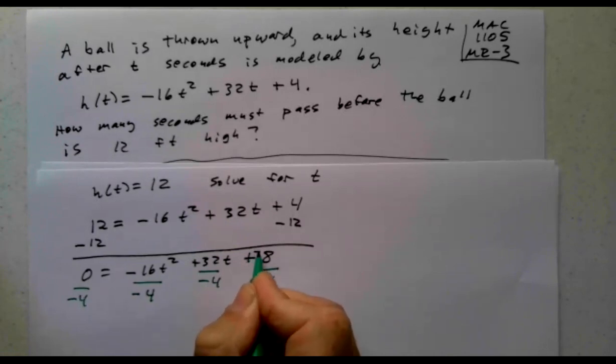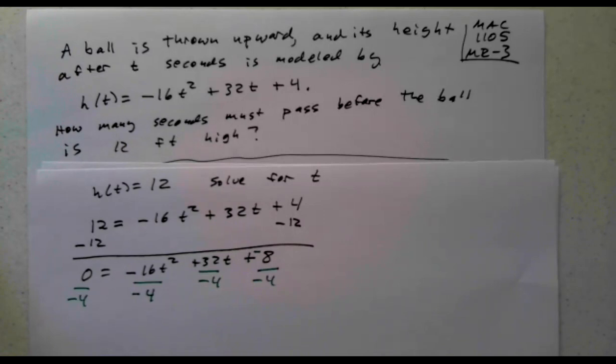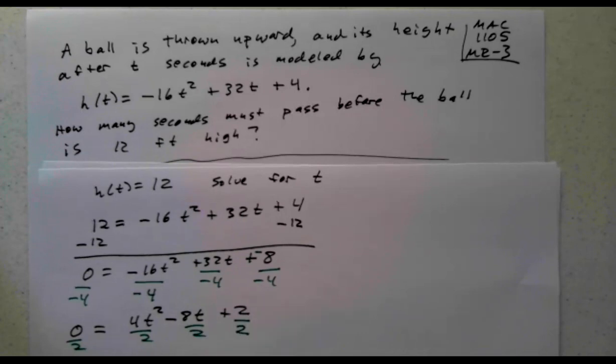Remember, that's plus negative 8 divided by negative 4. What that will give me, in more simplified form, is 0 equals negative 16 over negative 4, which is 4t squared, 32 divided by negative 4, minus 8t. Negative 8 divided by negative 4 is positive 2, and recognize, hey, guess what? 4 was not the greatest common factor. I could actually divide by 2 again to make it even simpler. If I had noticed that the first time, I could have divided by negative 8 instead of negative 4. Let's do it one more time, and what do we get?